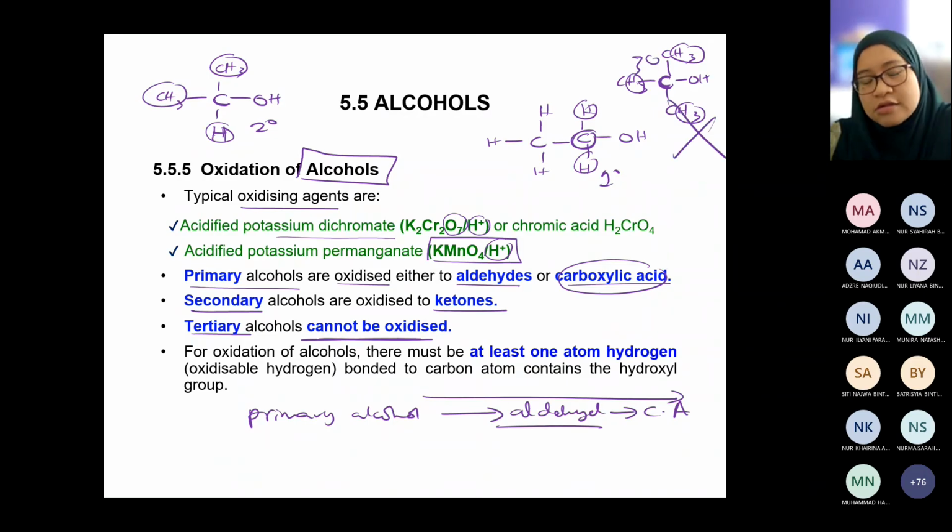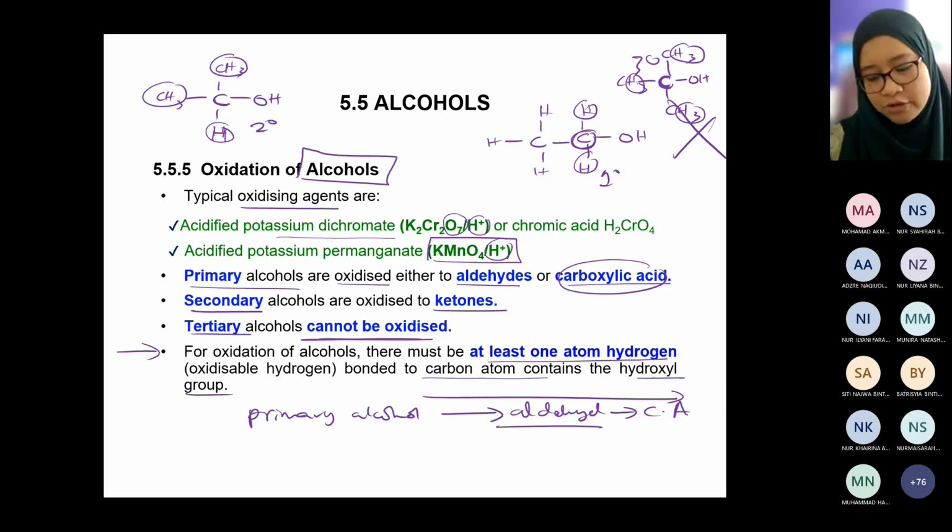undergoes oxidation. Okay, ni baru dia nak keluarkan cakap dia kat situ. Saya dah beritahu dah, baru dia keluarkan. For oxidation of alcohol, there must be at least one atom hydrogen, or also known as oxidizable hydrogen, bonded to carbon atom containing the hydroxyl group. Okay, so that is why tertiary cannot be oxidized.